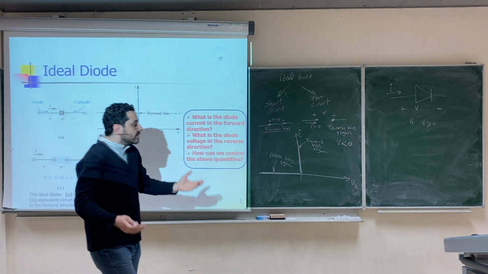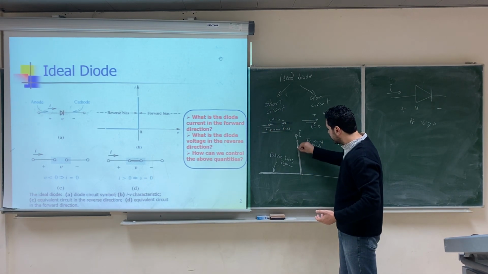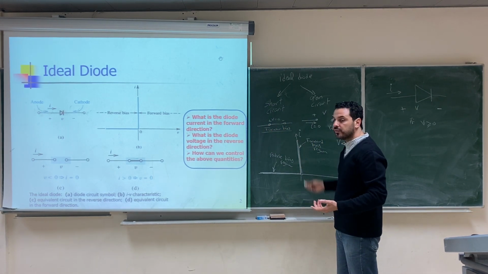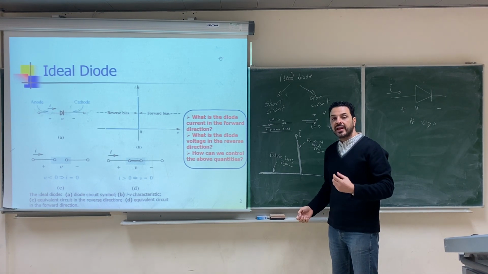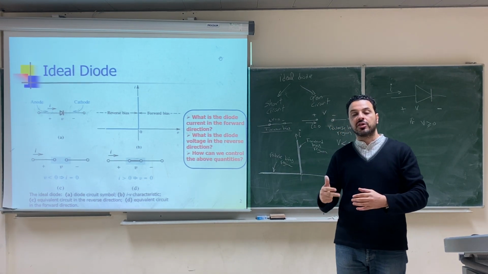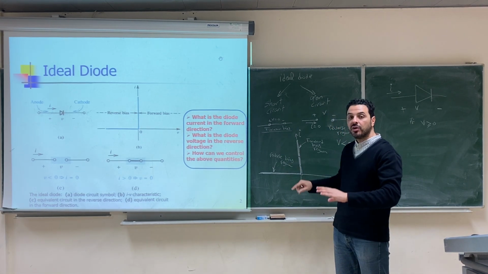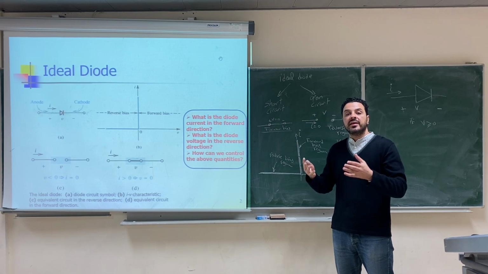What determines if the diode is working in the forward bias region? What determines the value of the current? The current will be defined here by the external circuit components, the components that we connect to the diode. It can take any value depending on what you are connecting the diode to.